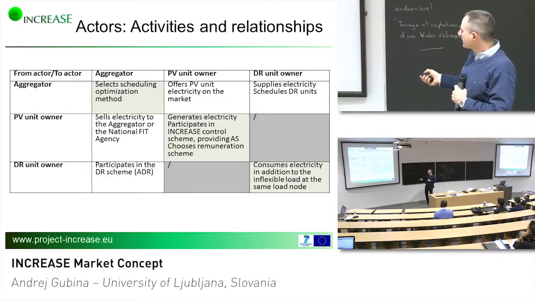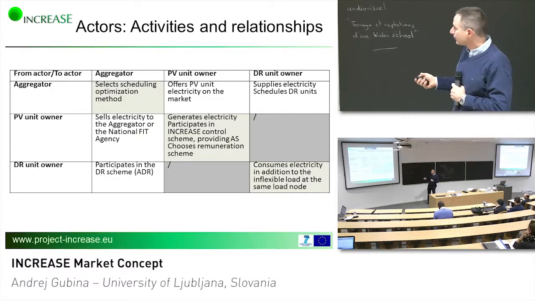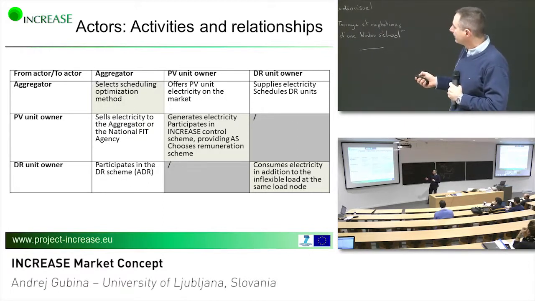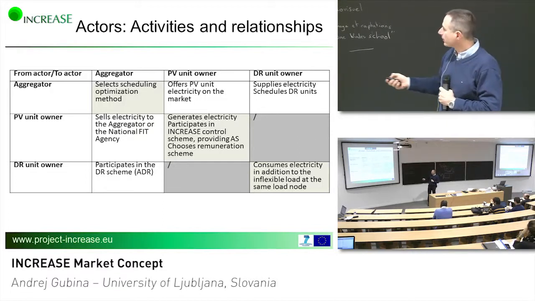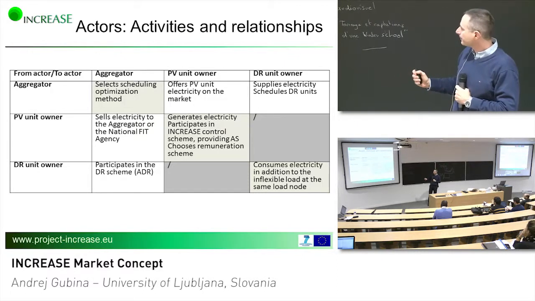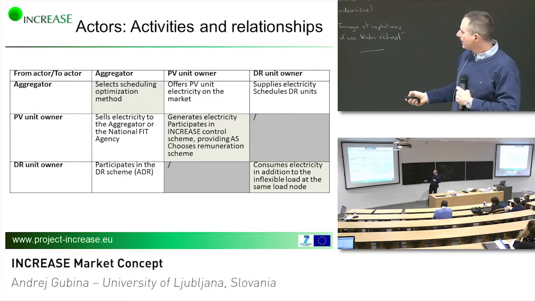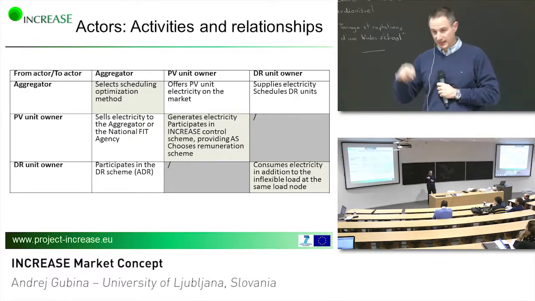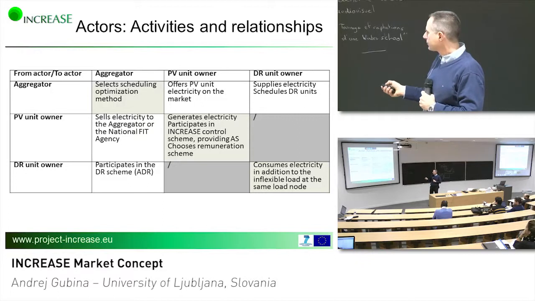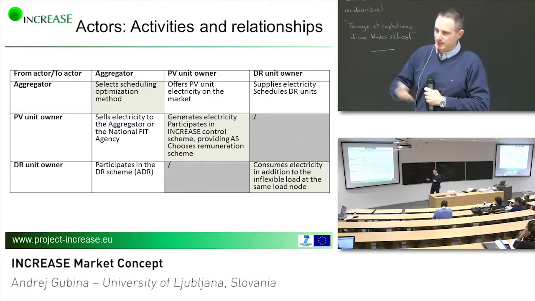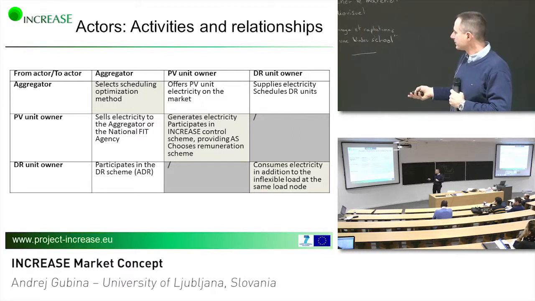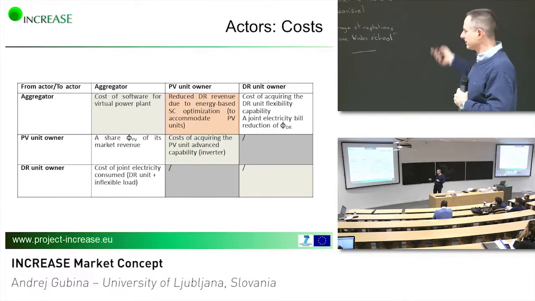The PV unit owner offers the electricity on the market, either through selling it to the feed-in tariff agency or to the aggregator. And the demand response unit owner supplies electricity. The aggregator supplies electricity to the demand response unit's owner, and the aggregator also schedules its units. The PV unit owner sells electricity to the aggregator, generates. So the PV unit owner, we say, participates in increased control, so it has to invest in the smart inverters, and chooses the remuneration scheme, whether feed-in tariff, if it's possible, otherwise goes from the market. And the demand response unit owner participates in the demand response scheme and consumes electricity, in addition to the inflexible load that's already in its load.